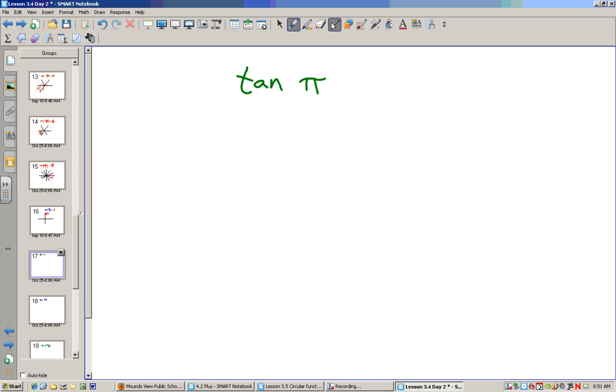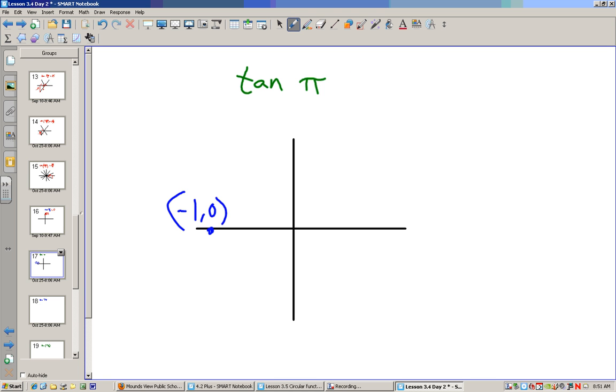Tangent at pi. Now here, if we use that same method, over here we have negative 1, 0. Now, we learned before that tangent is the sine over the cosine. So the sine of pi is 0. Cosine of pi is negative 1. So the tangent of pi will be 0, because 0 over negative 1 is 0.